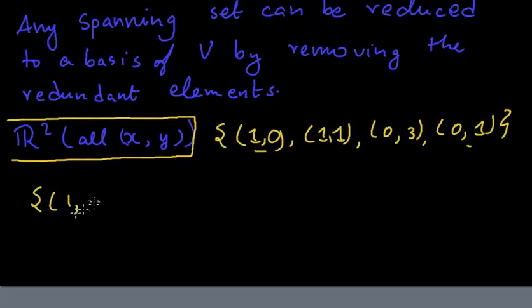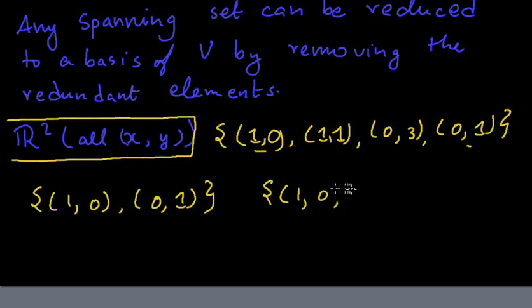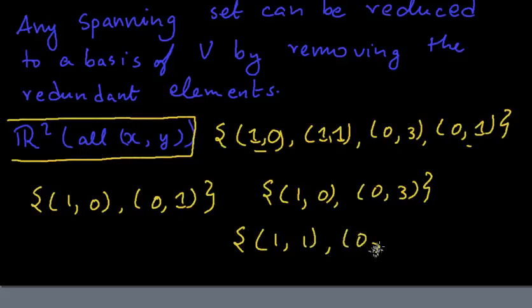For example, (1, 0) and (0, 1): these two form a basis for R2. (1, 0) and (0, 3) also form a basis for R2. (1, 1) and (0, 3).